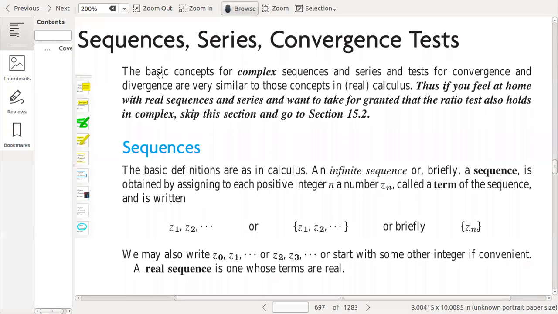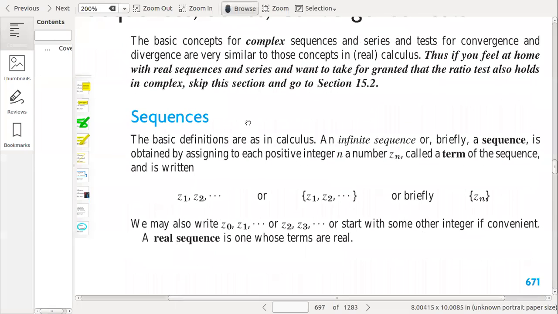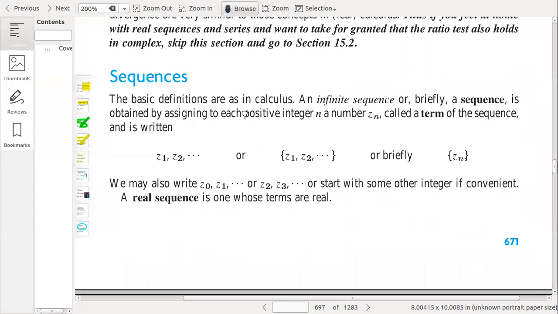Okay, so we start with sequences, series, convergence tests. The basic concepts, for example, for complex sequences and series and tests for convergence and divergence are very similar to those concepts in real calculus. Thus, if you feel at home with real sequences and series and want to take for granted that the ratio test also holds in complex, skip. So then you can skip the section.